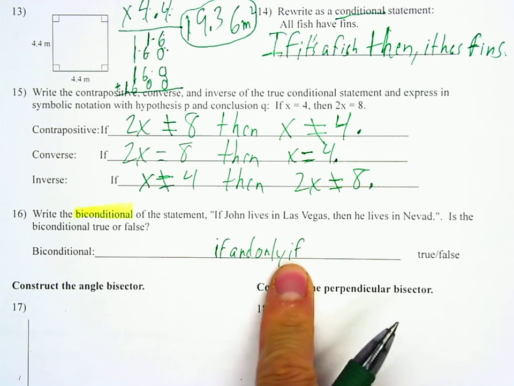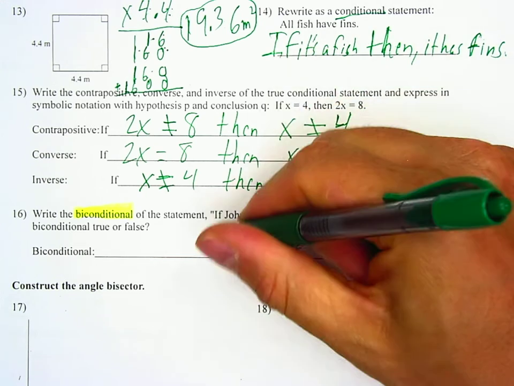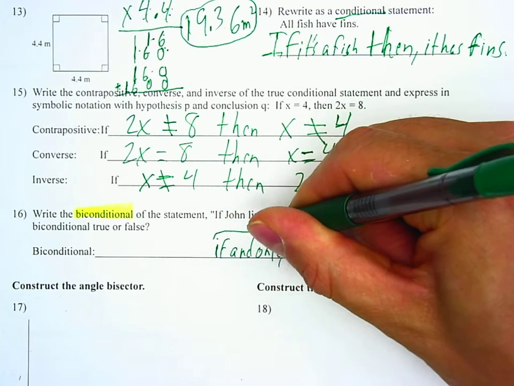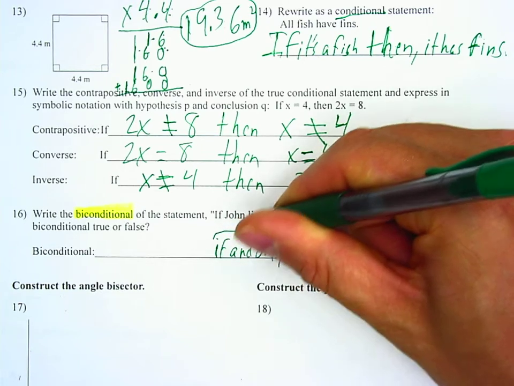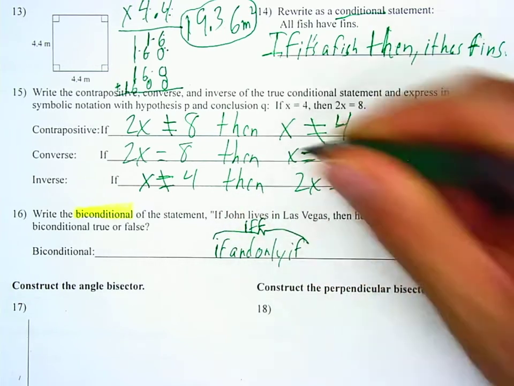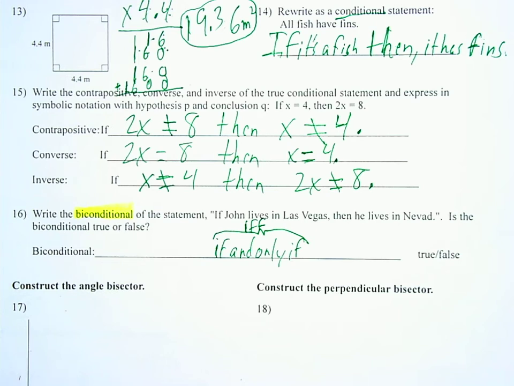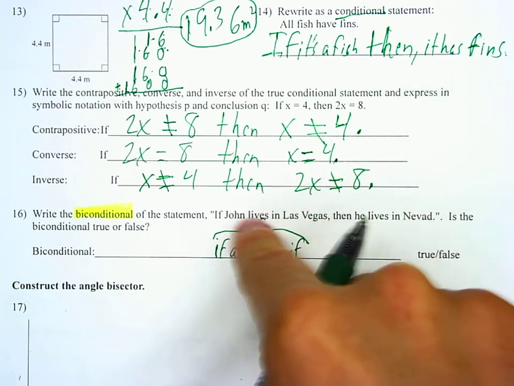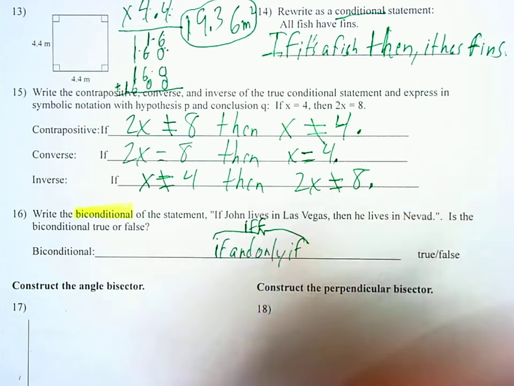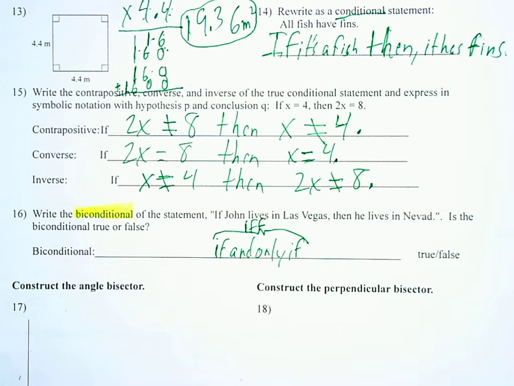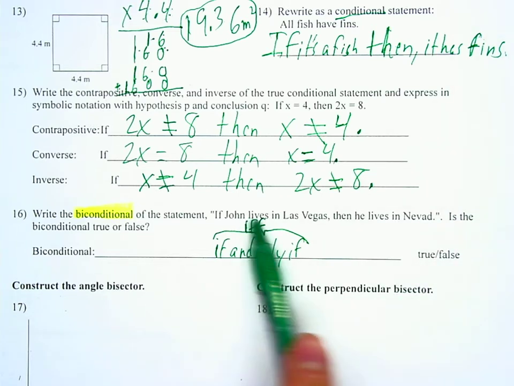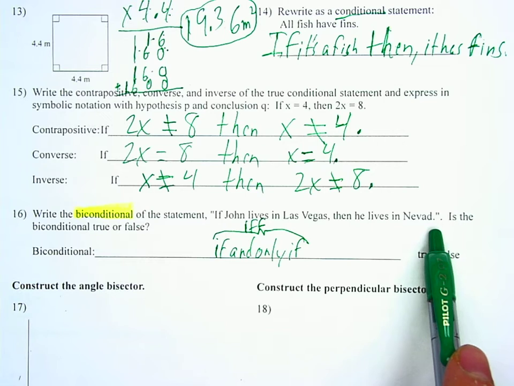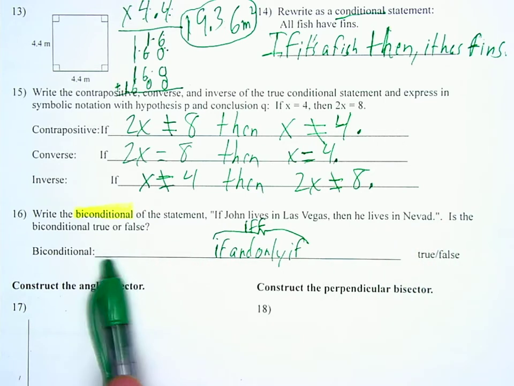It must contain those 4 words, "if and only if," which you can abbreviate. If you would prefer to abbreviate "if and only if," you can do IFF as the abbreviation, but it must contain those 4 words. And now the order here doesn't matter. So you're going to put both these items, the hypothesis and the conclusion, into this, and it won't matter the order you put it in. So you can put John lives in Las Vegas, then he lives in Nevada, or you can put John lives in Nevada. If he lives in Nevada, then he lives in Las Vegas. You can do either order here because an if and only if statement should go both ways.